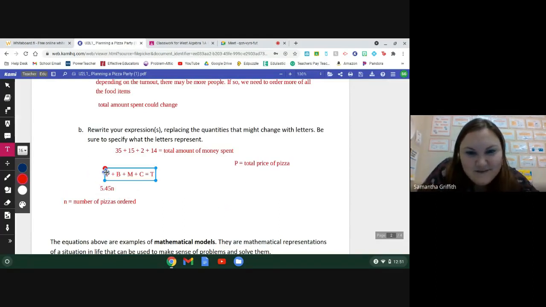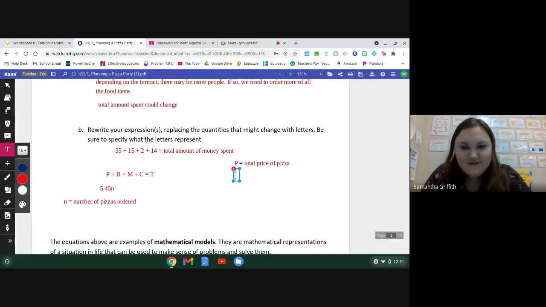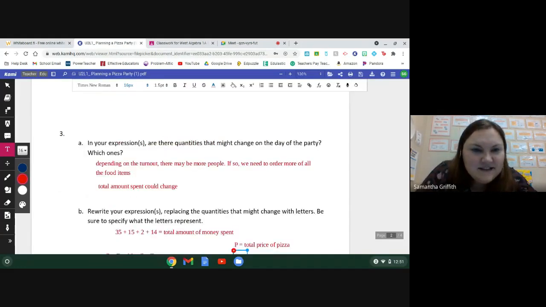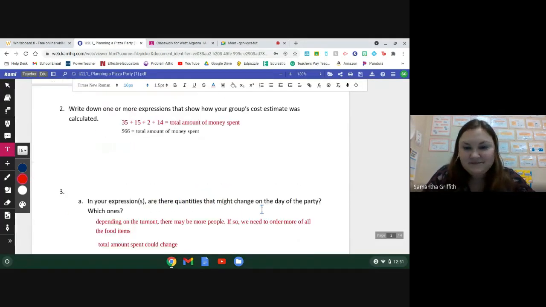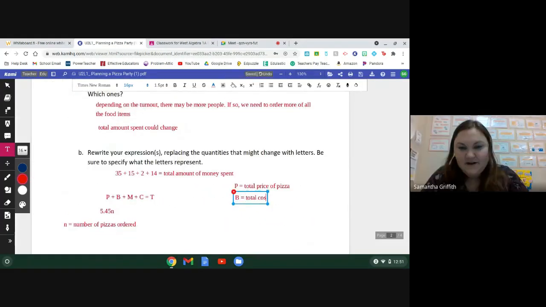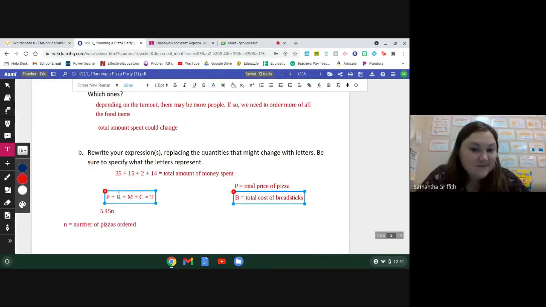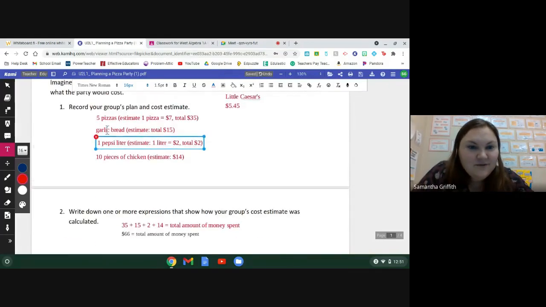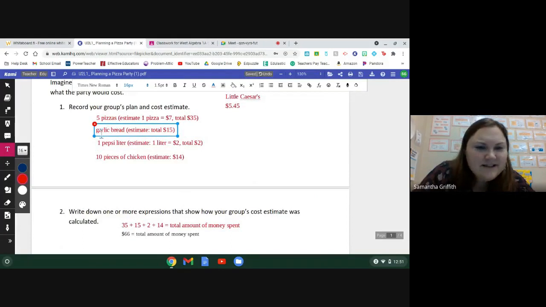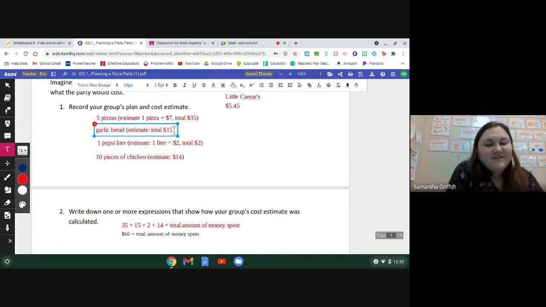So we said P was the total price of pizza. We said B is going to be the cost of the breadsticks. The total cost of breadsticks. So we could leave that as B if we wanted to use that estimate we had. Io had told us an order of breadsticks, or I'm sorry, I said breadsticks, an order of garlic bread costs $15.